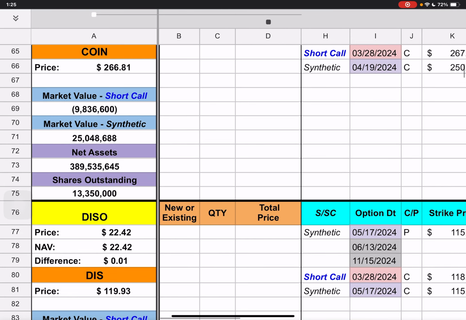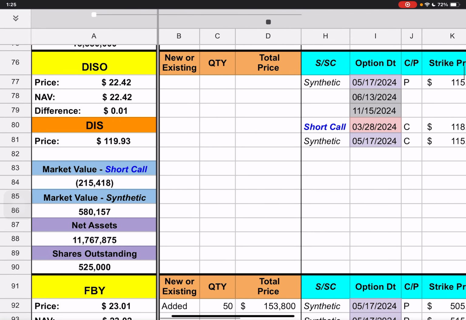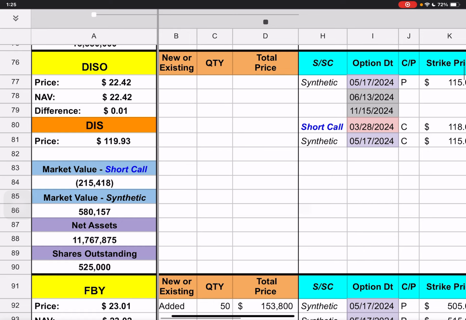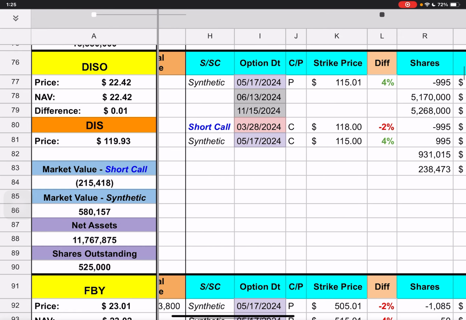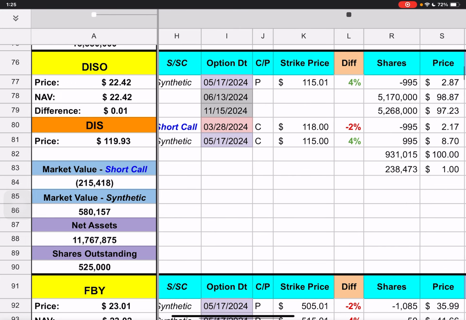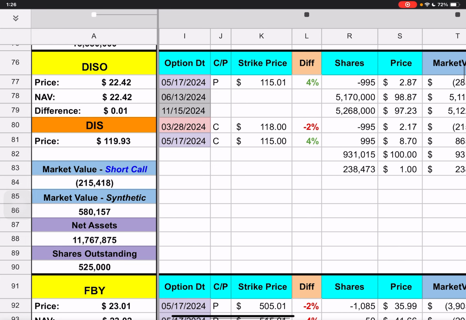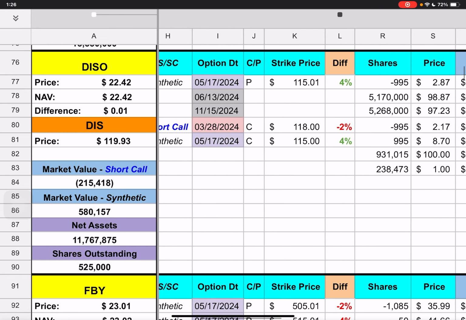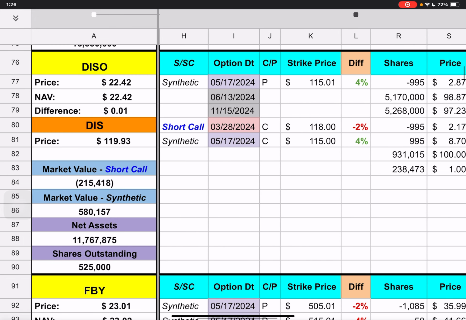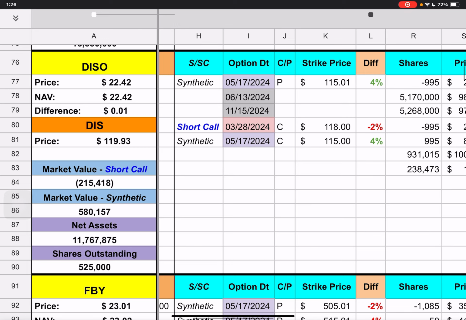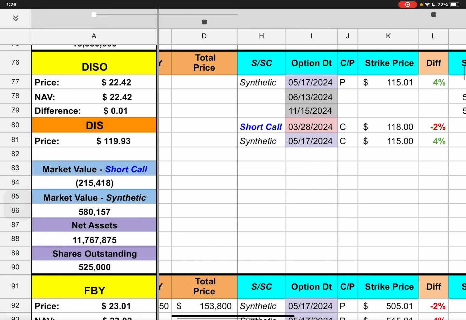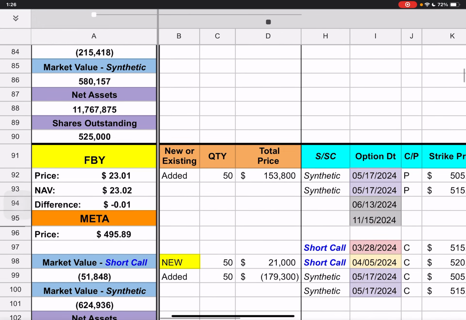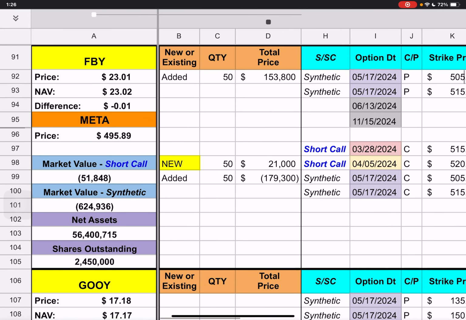And if we move on to DISO, we closed at 22.42, with Disney closing at 119.93. We have no trades to go over. We do have a short call that expires Thursday with a strike price of 118. So it's red. So we're currently 2% over the short call. So if we had to close that out today, it would cost us $215,000.